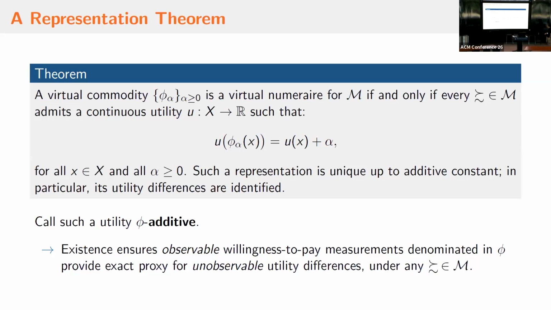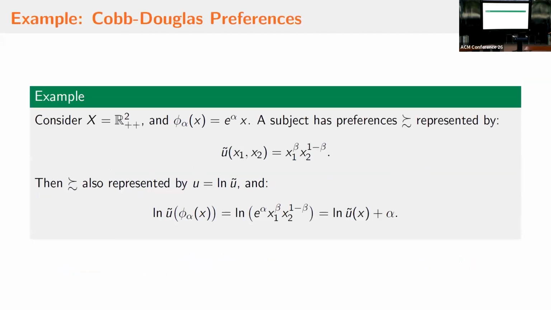And this, in fact, can be done in completely abstract consumption spaces. We're no longer tied to having a literal x-axis in our consumption space. You can give me an abstract metric space, and we can make sense of what a numeraire good is. This gives us a means of identifying observable willingness-to-pay measurements, denominated in an appropriate virtual commodity, with unobservable utility measurements, just the same way that money let us do this in the quasi-linear world. And this can be done in lots of different contexts.